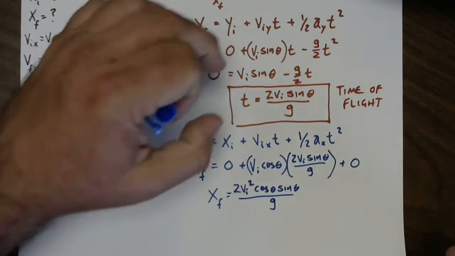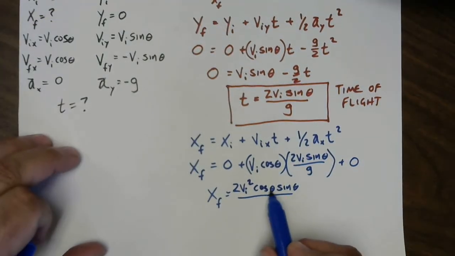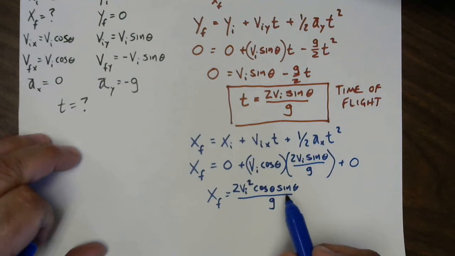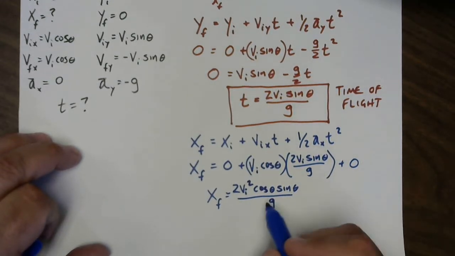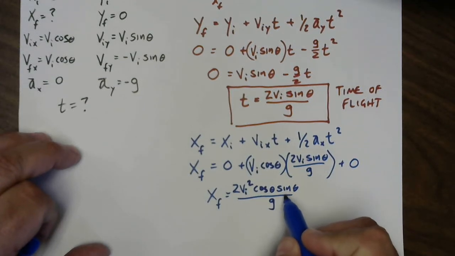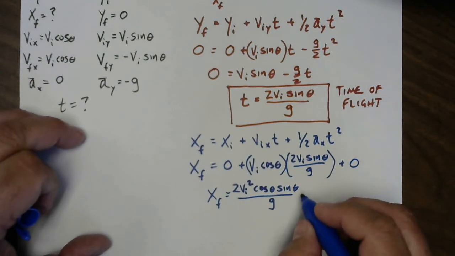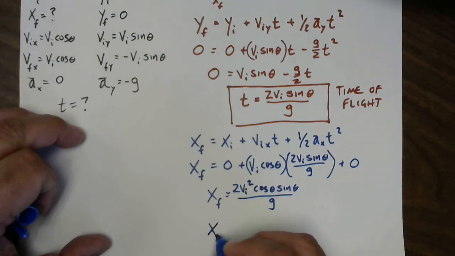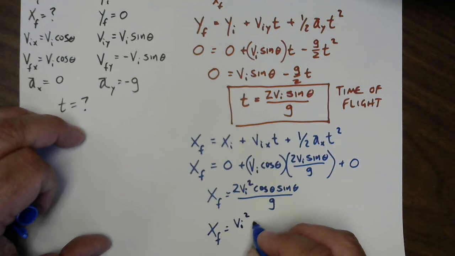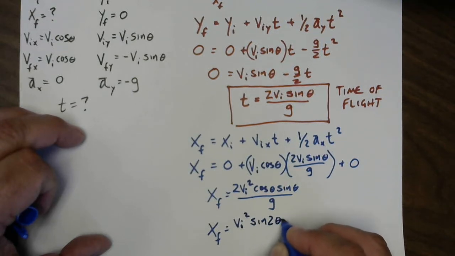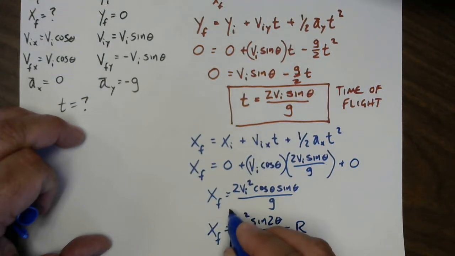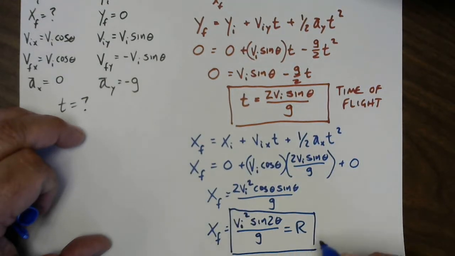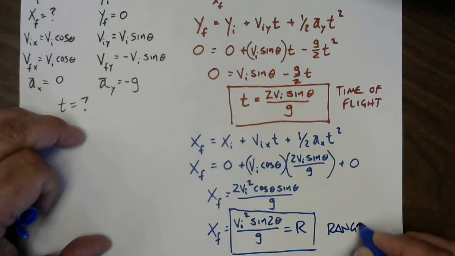Math teachers will tell you that there's a trig identity that has cosine times sine theta being equal to 1/2 of sine 2 theta, not sine squared, excuse me. Cosine times sine is equal to 1/2 of sine of 2 theta. So let's make that substitution, and we'll wind up with vi squared sine of 2 theta over g, and that's equal to r, and this is the range of the projectile.